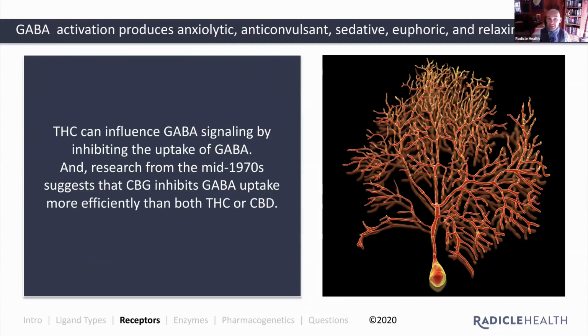CBD is a positive allosteric modulator at GABA A, and this is a mechanism that might help explain why CBD has anti-epileptic and anxiolytic properties. THC can also influence GABA signaling. It inhibits uptake of GABA. CBD does to some extent as well. There's some research from the mid-1970s that suggests that CBG inhibits GABA uptake more efficiently than either THC or CBD.